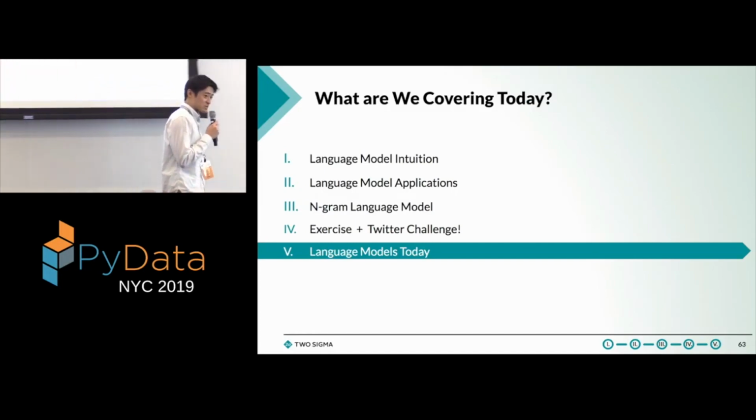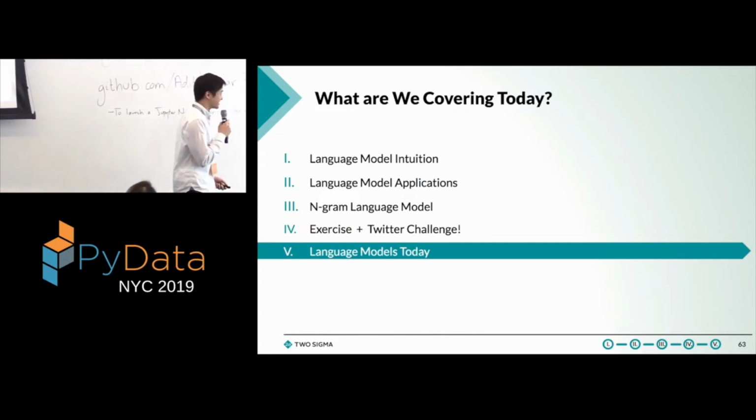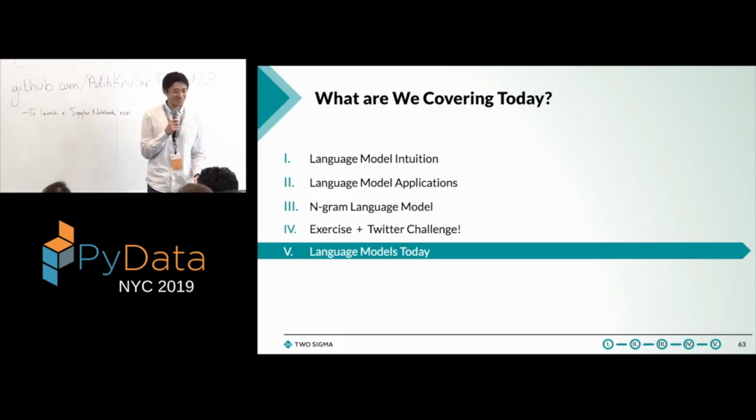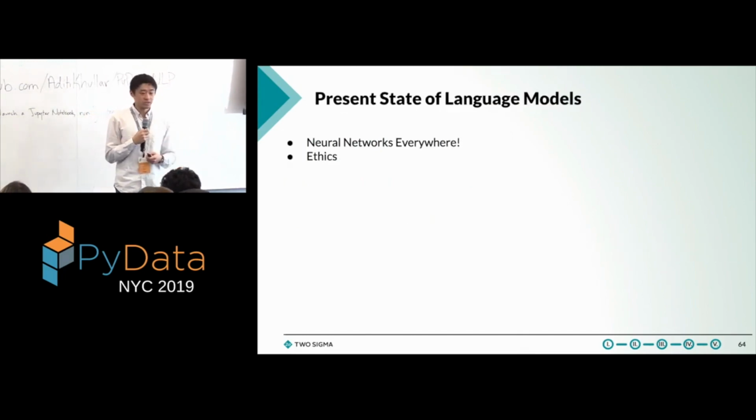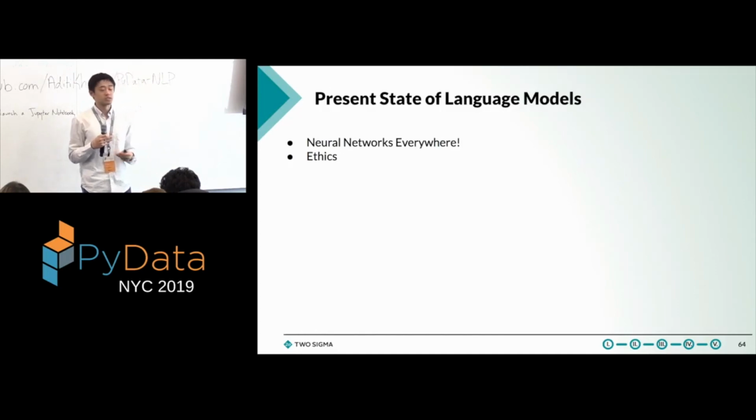All right, I was just looking through some of the submissions, and I have to say they're pretty good. So I'm very excited to share some of them. Before we get to that, I just want to give a quick share on the current state of language models. We'll be talking about two things mainly: how neural networks are used with language models, as well as some ethics.